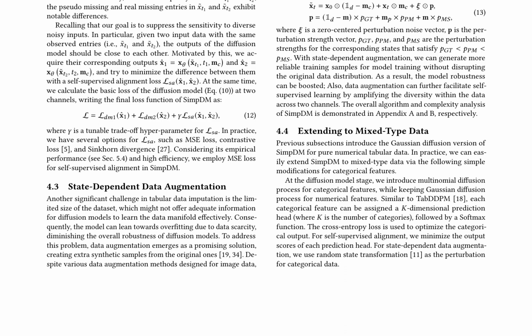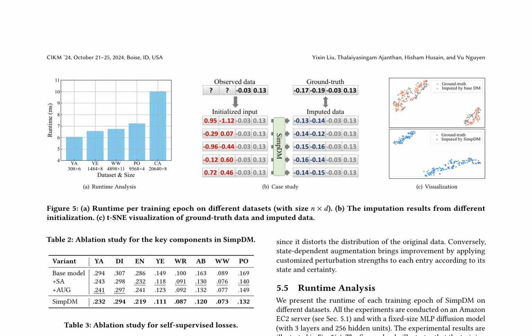SimpDM is extended to handle mixed-type data by introducing multinomial diffusion processes for categorical features and using random state transformation as perturbation. The authors evaluate SimpDM's performance on 17 real-world datasets across various domains, comparing it with 11 baseline methods, including shallow, deep, and deep generative methods.